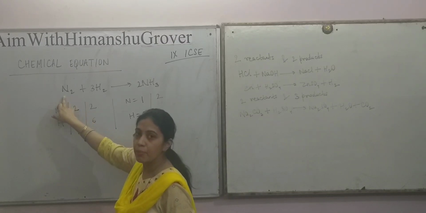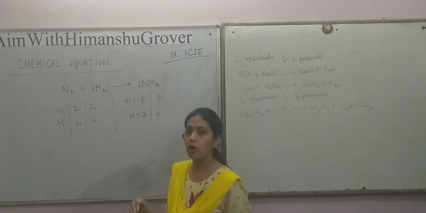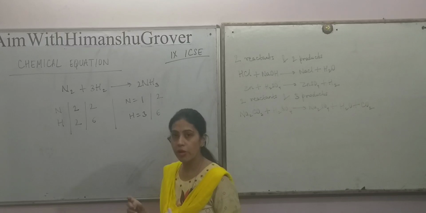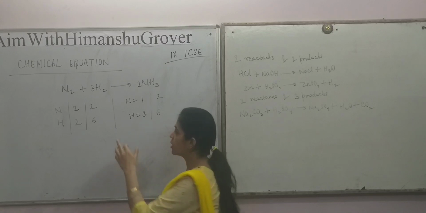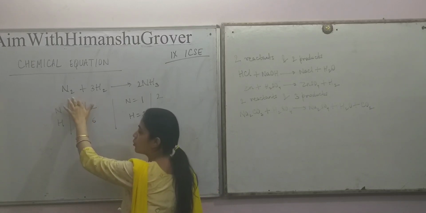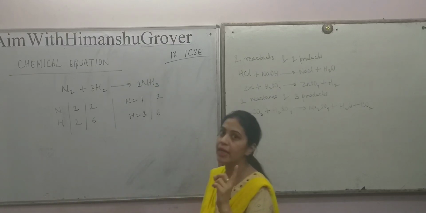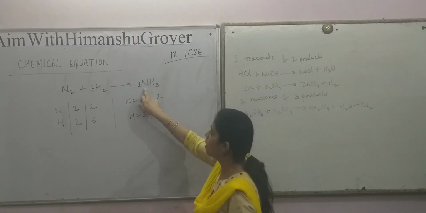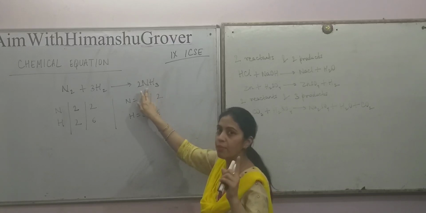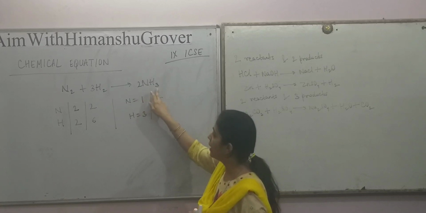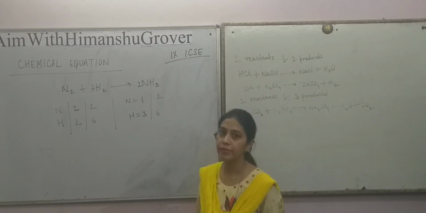Nitrogen atom, the number of nitrogen atoms in one molecule of nitrogen is always 2. It cannot be increased or decreased. So if we have to make it balanced, we cannot change the subscript, but we have to write that number before the molecule to make it balanced. Here also the number of nitrogen atoms in one molecule of ammonia is always 1, and the number of hydrogen atoms in one molecule of ammonia is always 3.